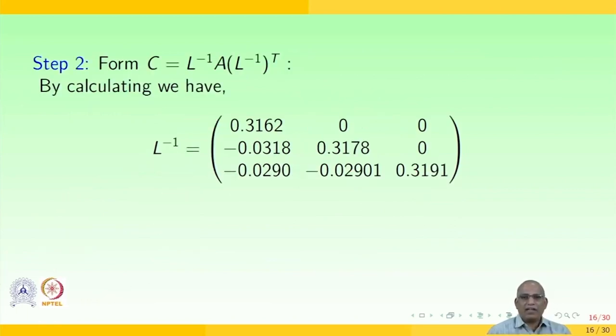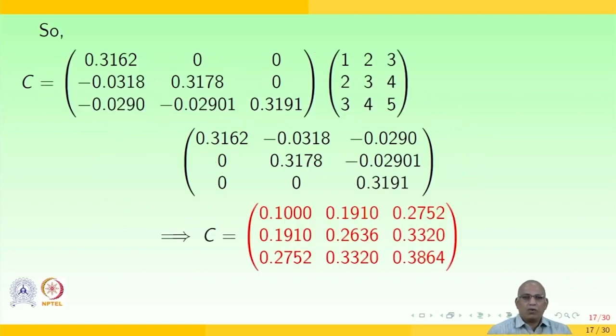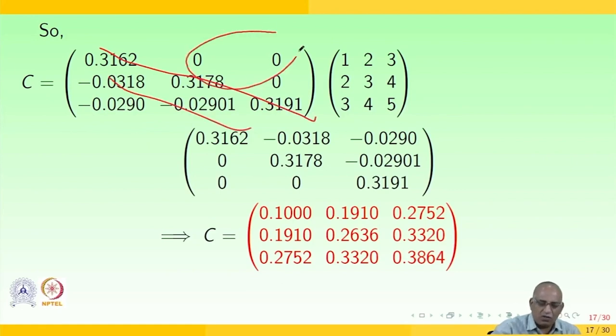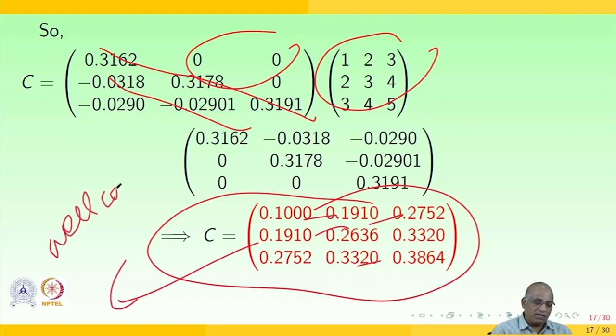In step 2, form C is equal to L inverse A L inverse transpose, and by calculating we get this matrix. So what is then C? C is of this form, all these values, and this lower triangular matrix multiplied with A will give you this matrix C. Look at the entries of C, they are all close to small values. So it obviously becomes well conditioned.